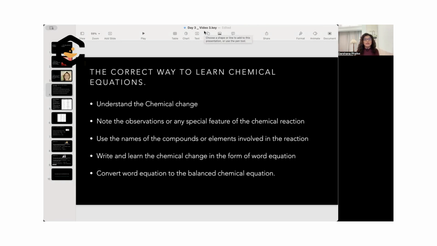How is the equation? Sorry, the equation is Na plus H2O. Equation is Na, which is sodium, plus H2O will give you NaOH plus H2. So this is the skeletal equation. Na plus H2O gives you NaOH plus H2.